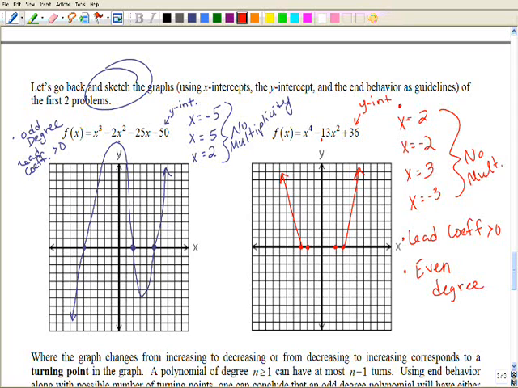I did not have a multiplicity anywhere, so my function will go through those points without bending directly at that point. But otherwise, you just connect the points, and so you get this funny looking W thing. Again, it does not matter where you're turning around down here at the bottom of this W that I made. That does not matter. That's not what we're looking for. It is a sketch. We are looking for the arrows, the roots, the y-intercept, and the behavior of the function as it goes through the root.